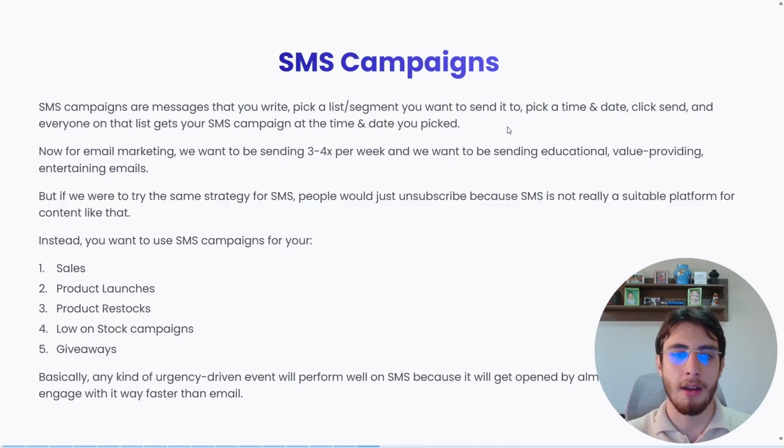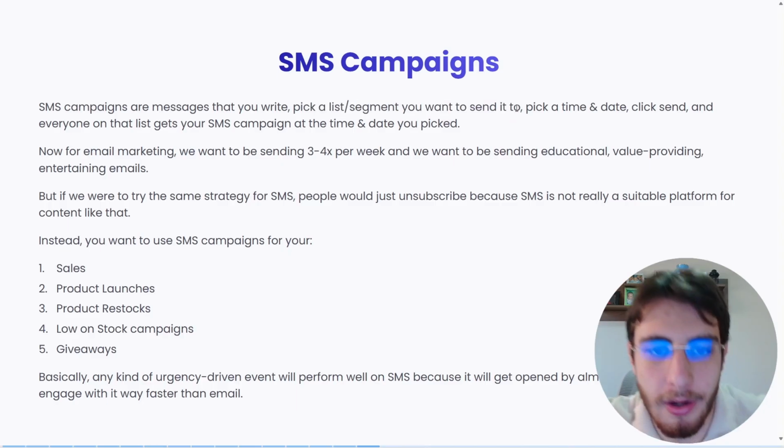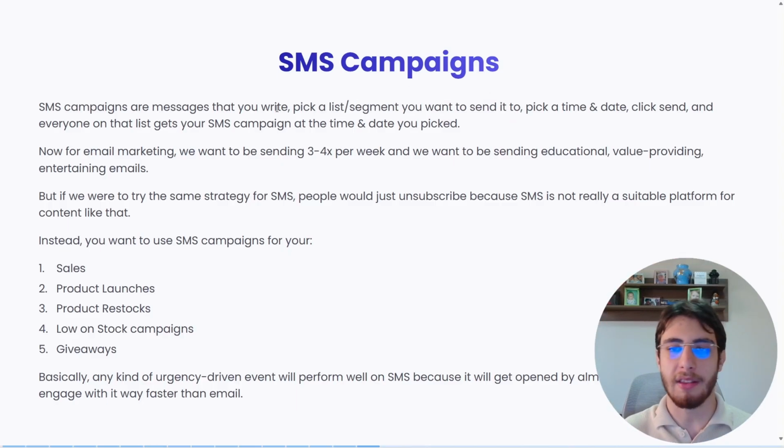So you pick, let's say, a list, or let's say you pick your entire list of your SMS subscribers, you write the message, you pick a time and date, let's say you pick 23rd March, Tuesday, or whatever date it is, and you want to send it at like 12:31 p.m., whatever. You click send, and then everyone on the list that you selected is going to receive your SMS message on 23rd of March, 12:31 p.m., okay?